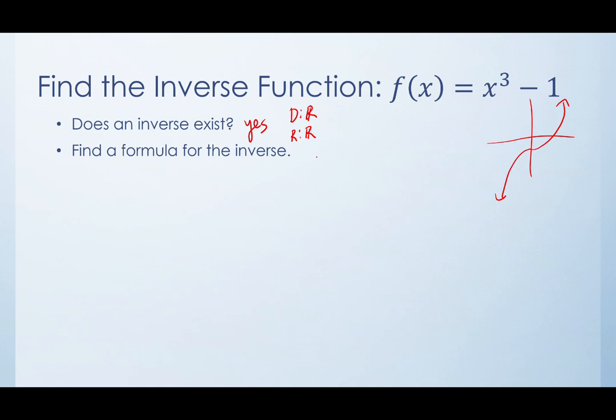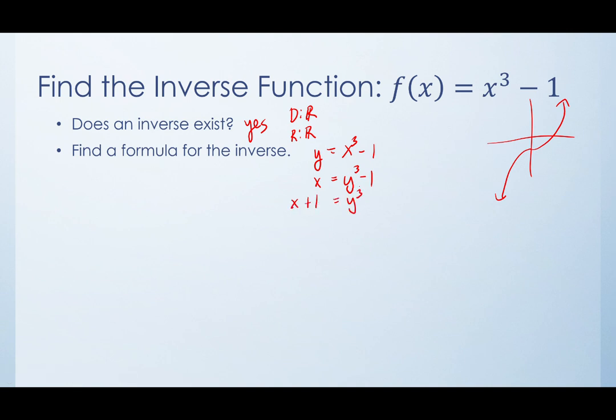We're going to replace the f of x with a y. We're going to swap x and y. So my y is going to become an x, my x is going to become a y, everything else stays the same. And then we're going to solve this thing for y. So we want to get y by itself. So we are going to add 1 to both sides.